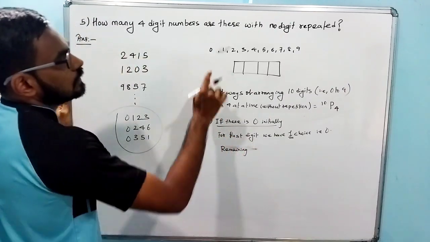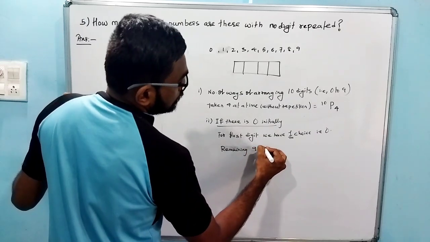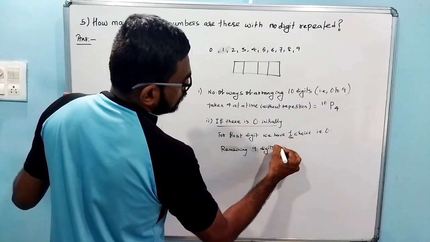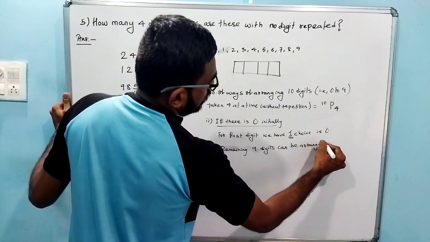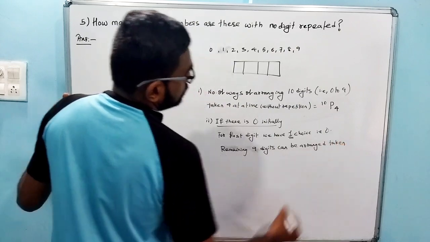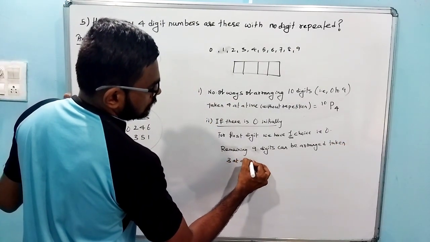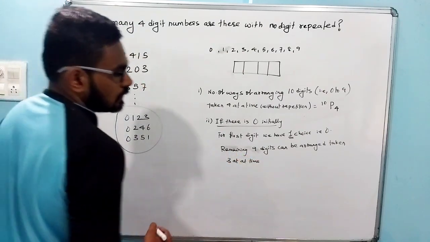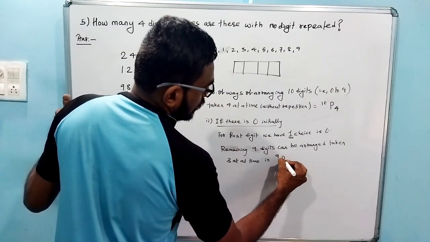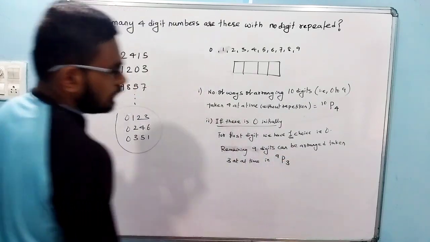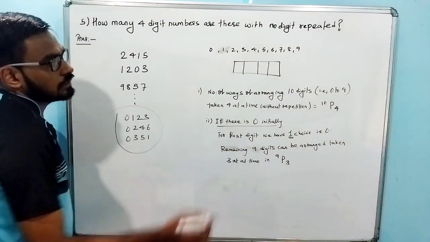And for the remaining places, how many digits are there? Now 0 is excluded, so the remaining 9 digits can be arranged, taken 3 at a time. So 9 digits and 3 places, in how many ways? 9P3 ways. Now we subtract this from this to get the answer.